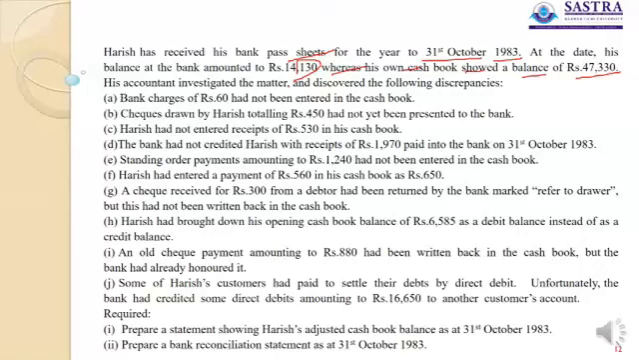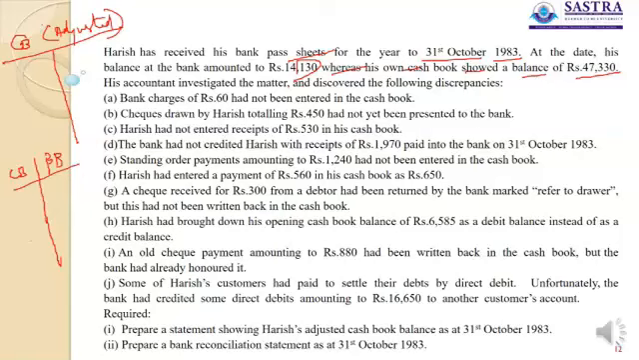So why not we go for putting the adjusted cash book first? What are all the items to be added and what are all the items to be deducted? We'll have to see. Then we go to the reconciliation statement, cash book and passbook. The cash book showed a balance of 47,330.